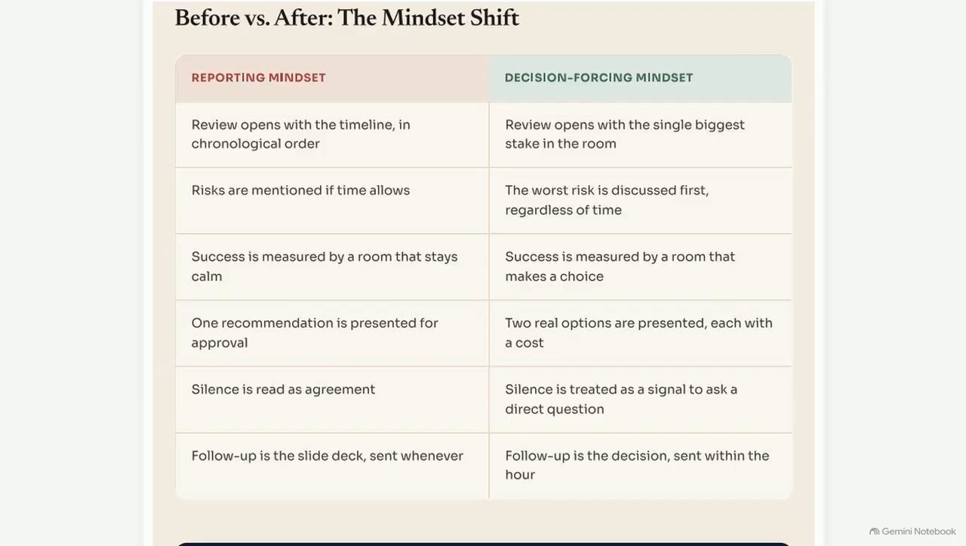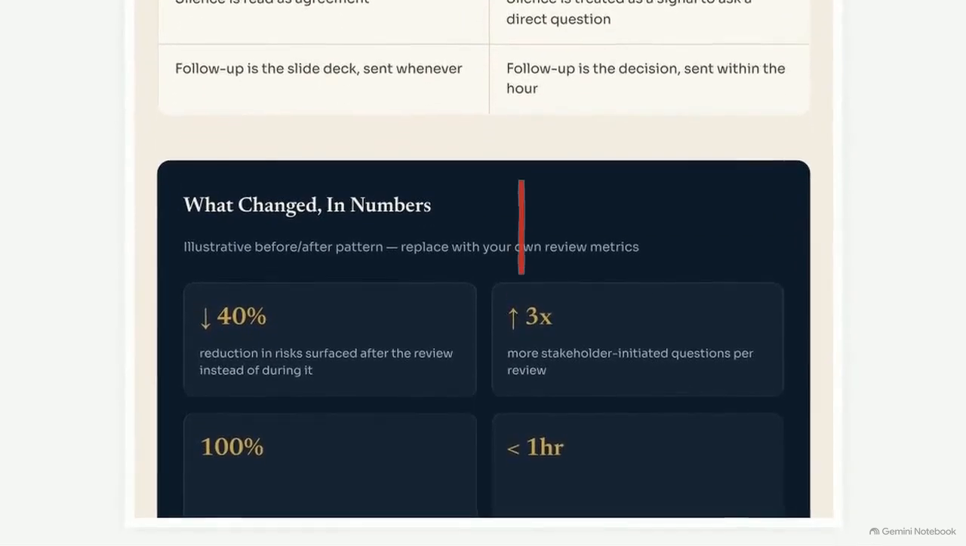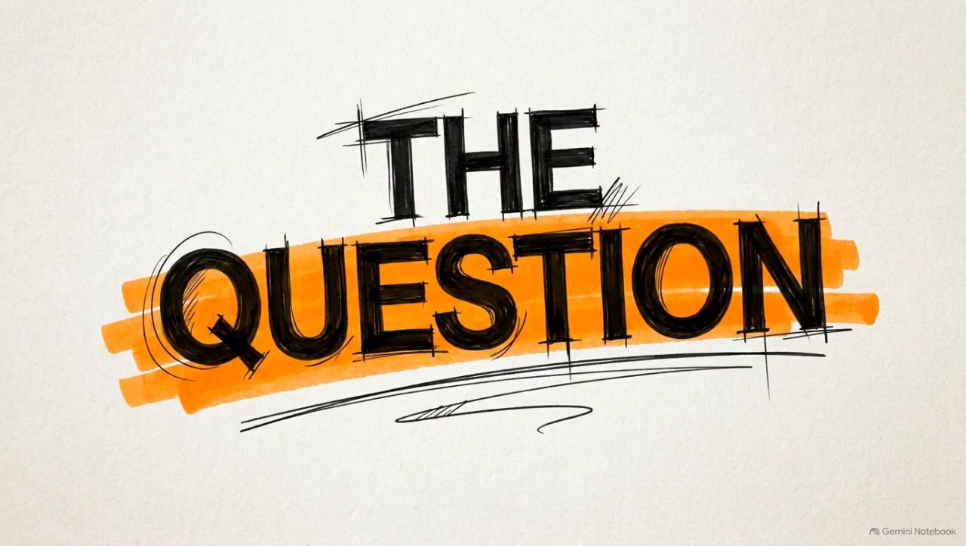This table shows the mindset shift, rigidly dividing your agenda into a short update block and a longer decision block. This change has impact. When stakeholders know their voice is required, data shows a 3-fold increase in questions asked. To break the silence during the decision block, ask this specific question. What here worries you that we haven't discussed?